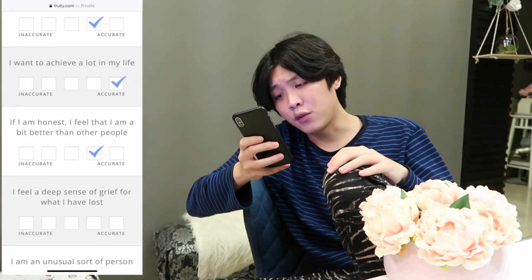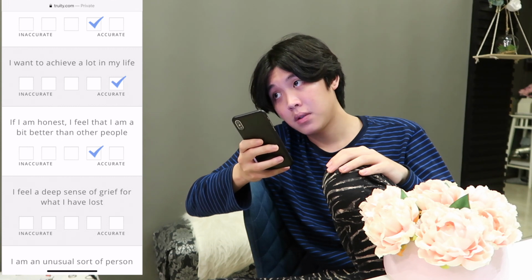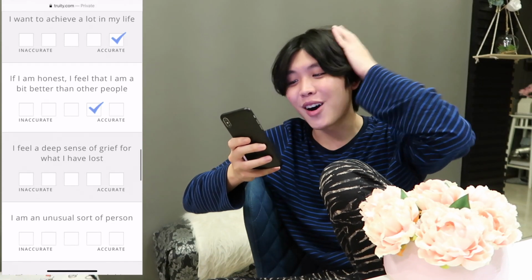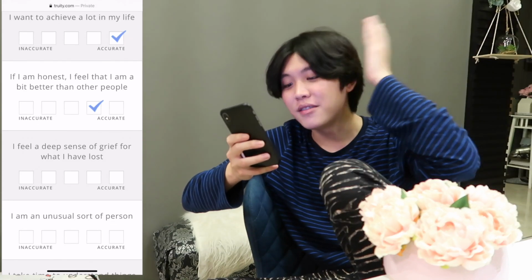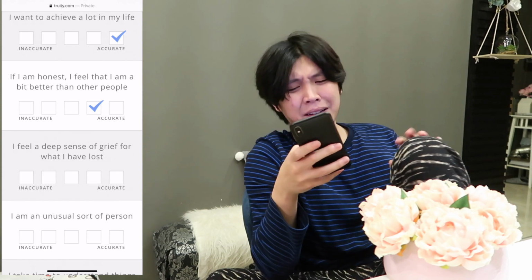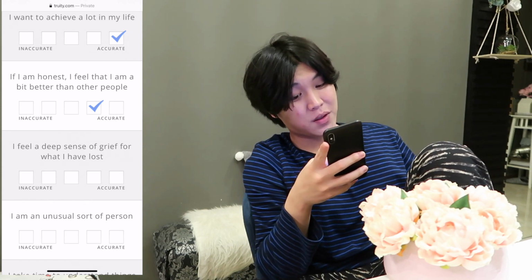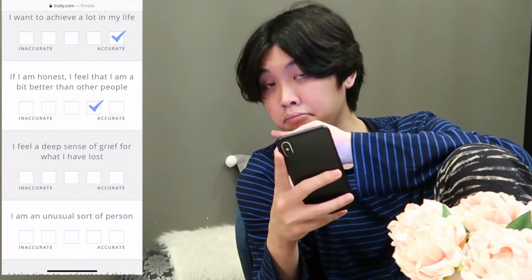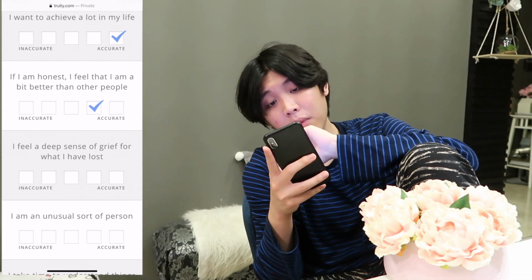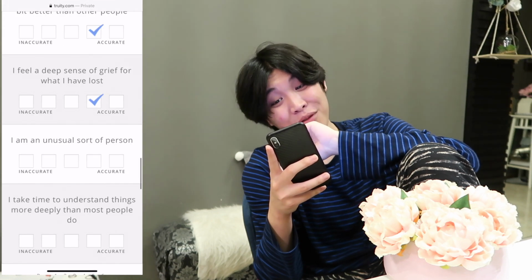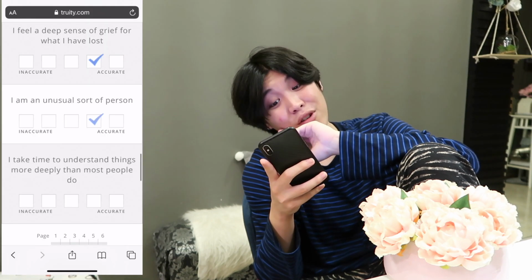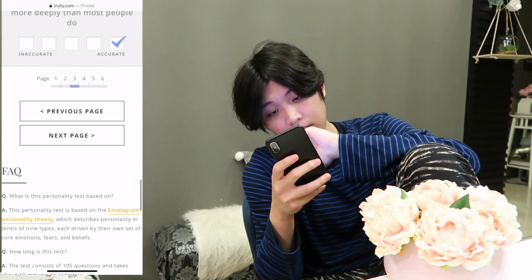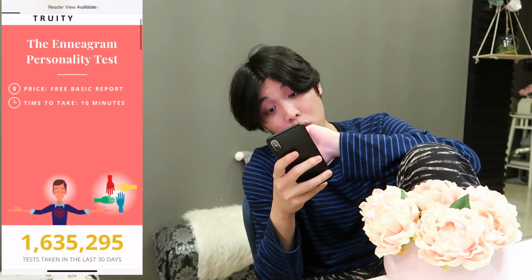I feel a deep sense of grief for what I've lost. Wow, this really got me thinking. Stop overthinking, Daryl. Feel a deep sense of grief for what I've lost. Kind of, I should say. I'm an unusual sort of person. Pretty much. I take time to understand things more deeply than most people do. 150%. In fact, way too much time.